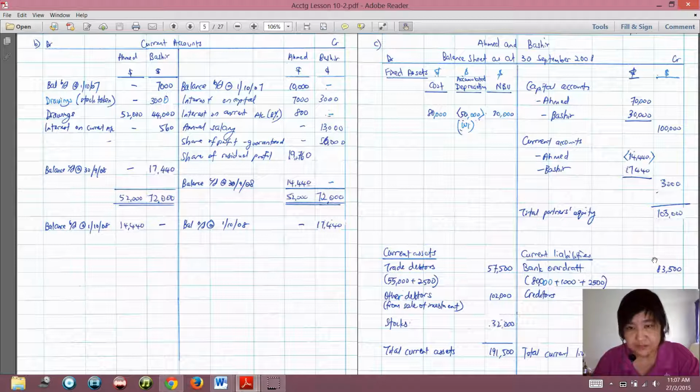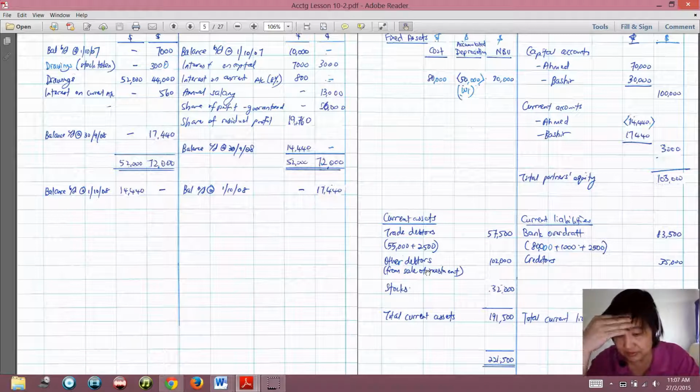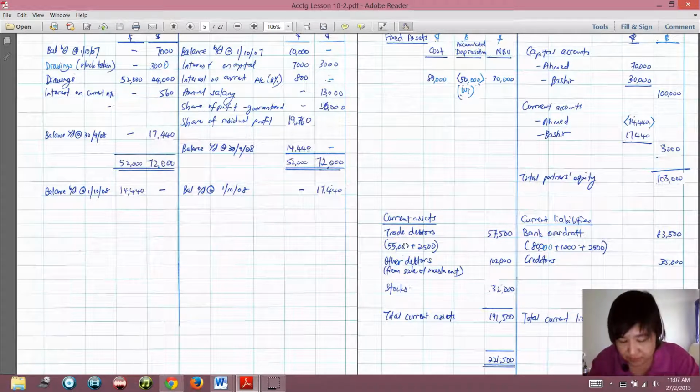Okay, so now we have filled in quite a lot of figures already. Fixed assets, I explained to you already. So now, trade debtors. In the question, you see trade debtors and creditors. So trade debtors will be in the debit column. It is originally 55,000. Look at note 3, note number 3 in the question.